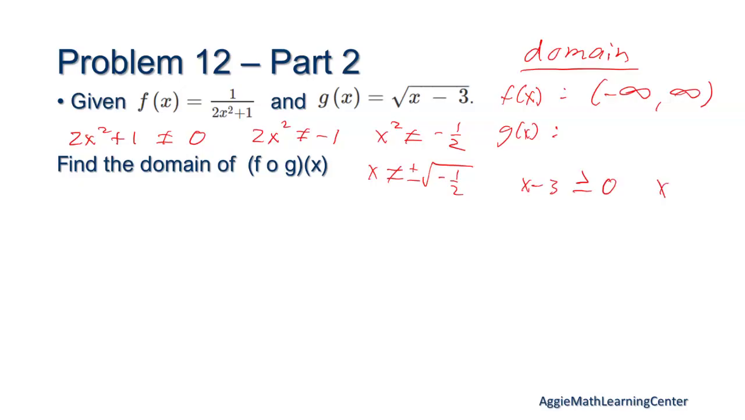So if we solve this, x is greater than or equal to 3. So if we were to write that out, it goes from 3 to infinity. So those are the domains of just the individual functions.